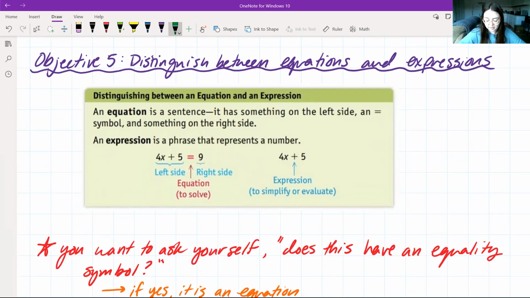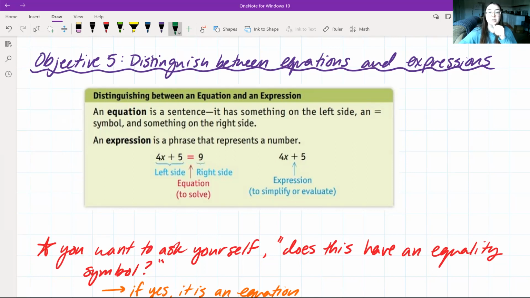So our first given example here, we have 4x plus 5 is equal to 9. So we have our left side, which is 4x plus 5, with our equaling sign, so we're solving it, and then our right side is equal to 9. Then our expression, which is just 4x plus 5, is our expression, and all we need to do is simplify or evaluate in this case.